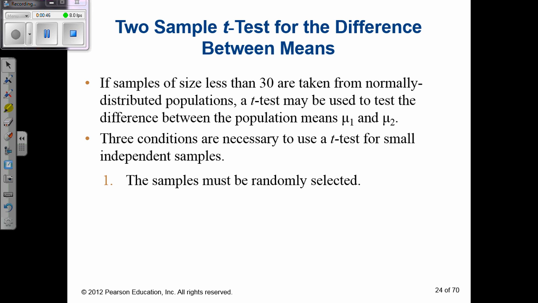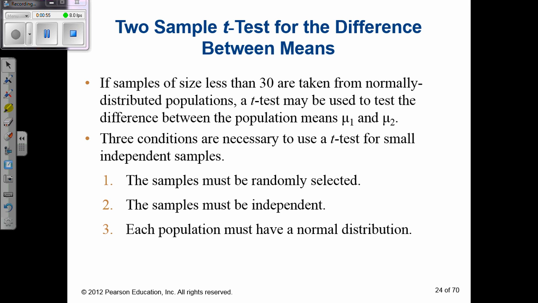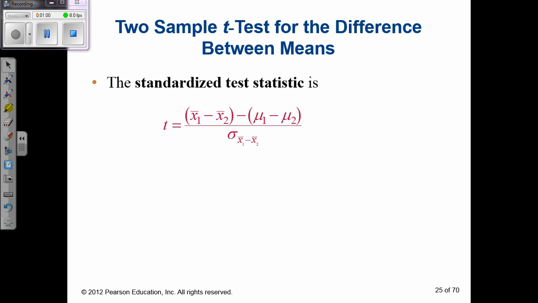The conditions that must hold to use this t-test for small independent samples are: the samples must be randomly selected, the samples must be independent of each other, and the populations must be normally distributed. The standardized test statistic is the only real difference between what we did in section 8.1 and what we're doing now in section 8.2. In this case, instead of a standardized statistic that is a z equals, it's a t equals, but the rest looks very similar.